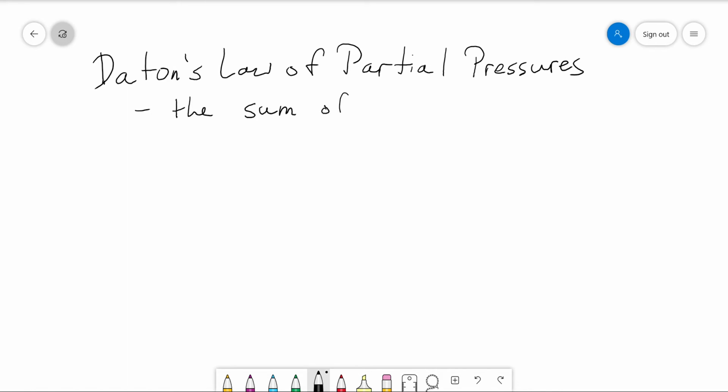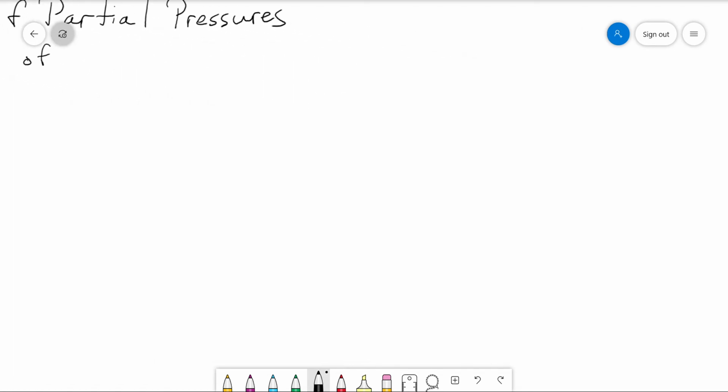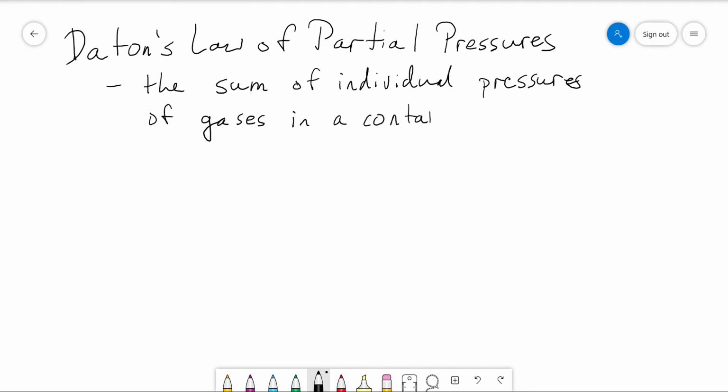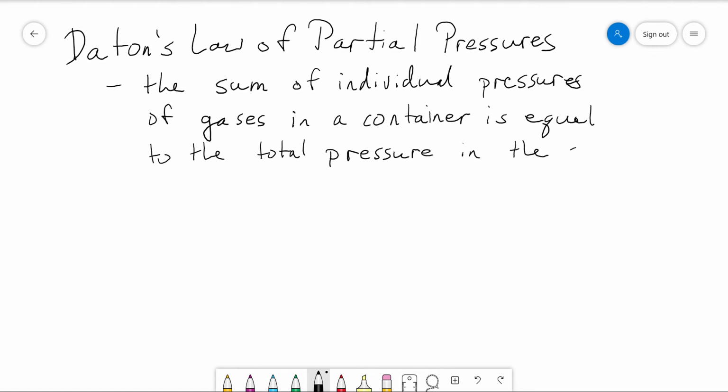The sum of individual pressures of gases in a container is equal to the total pressure in the container. There we go. I should slow down.